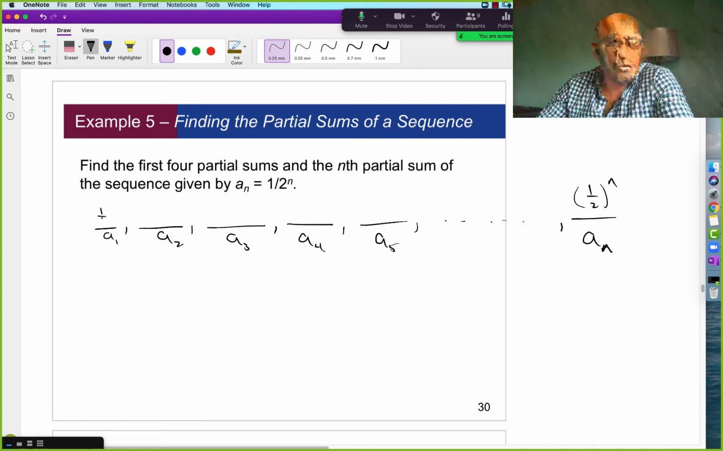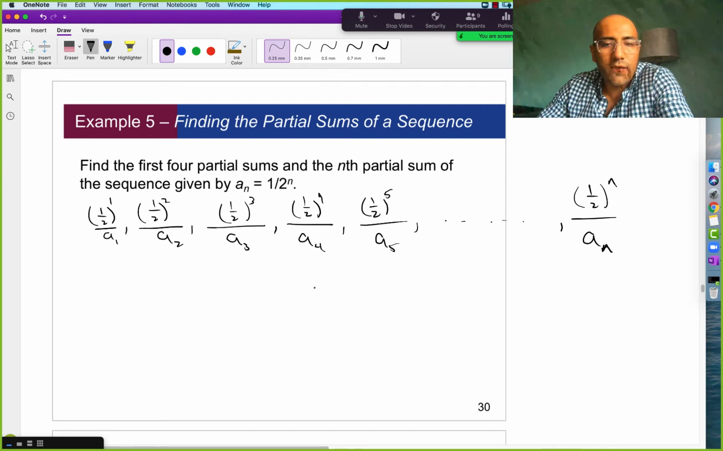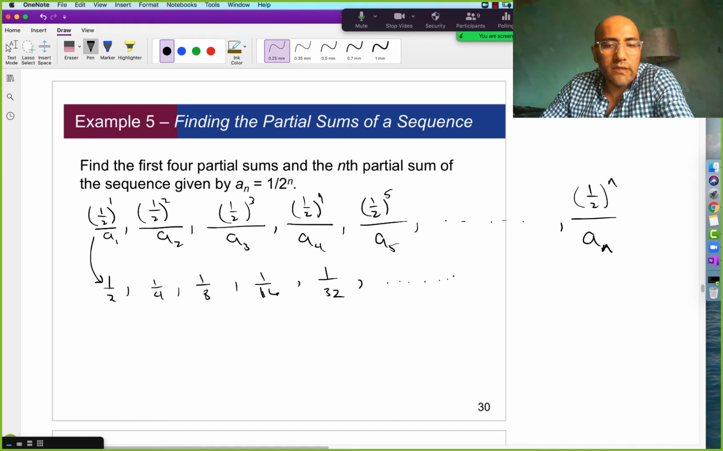Okay, so this one's going to be 1/2 to the power of 1. This one's going to be equal to 1/2 to the power of 2, 1/2 to the power of 3, 1/2 to the power of 4, and 1/2 to the power of 5. Right? And so I can write it down in a more simple way this way. The first one on my list is a half, then a fourth, then an eighth, then 1/16, then 1/32, dot, dot, dot. Right? And we'll leave it alone for that. So here's my underlying sequence.